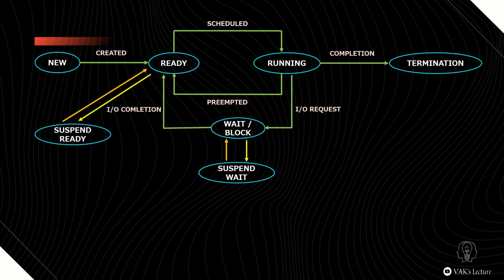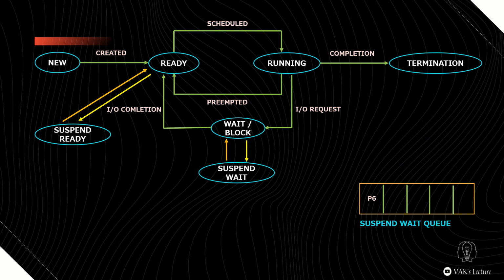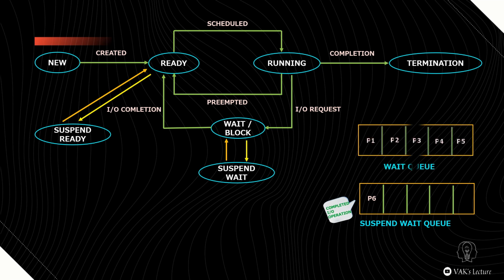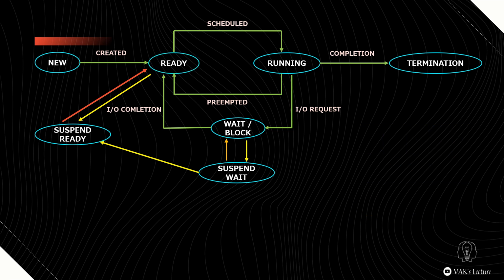One more situation that can occur with a process in suspend wait is, let us say a process in suspend wait has completed IO operation and it needs to get back to the ready state. But the wait state or wait queue is still full and there is no place for any process. Then how will it get back to the ready state? In this situation, the process can directly go to suspend ready and from there it can go to the ready state. This is the overall, complete view of a process state transition diagram.